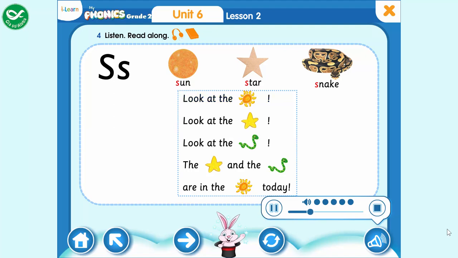Look at the sun. Look at the star. Look at the snake. The star and the snake are in the sun today.